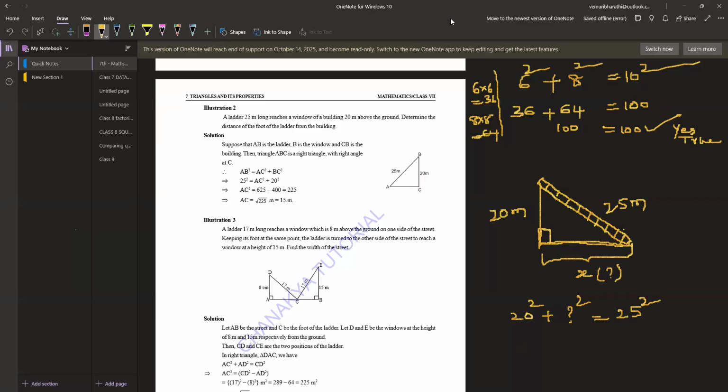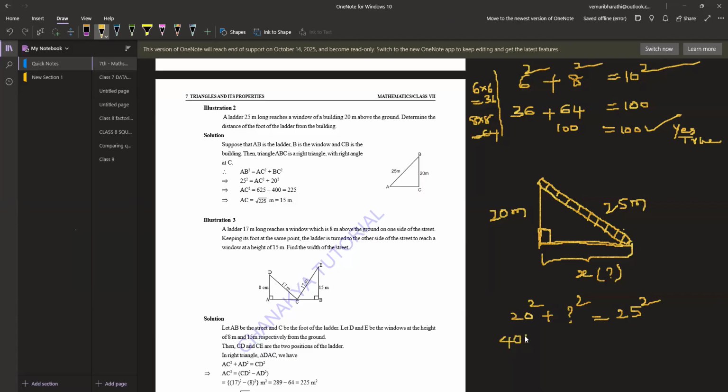Let me call one by one because I cannot see all the students well. Arav, are you there? Yes, ma'am. Arav, what is 20 square? 20 into 20, which is equal to 400.